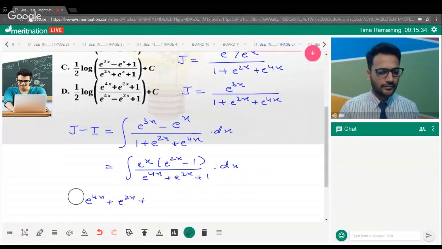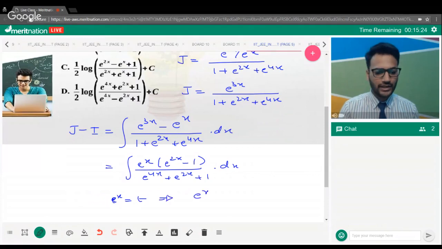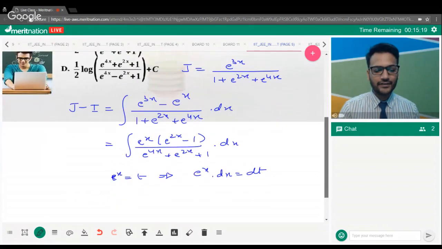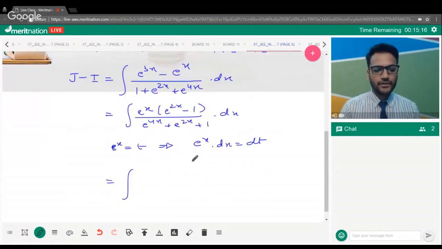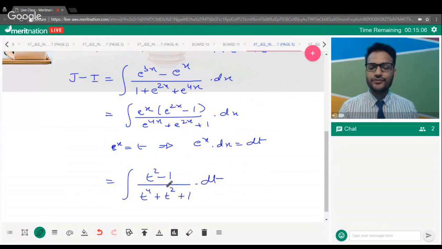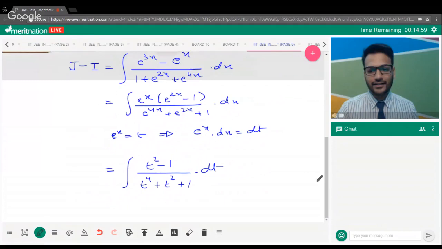Before that, let's remove e. We can take e to the power x equal to t, to get something which we are very familiar with. Though this is not required much, we can do it. So over here, this is t squared minus 1 upon t to the power 4 plus t squared plus 1, which is something we have just discussed. We can divide both numerator and denominator by t squared to get down to the answer.